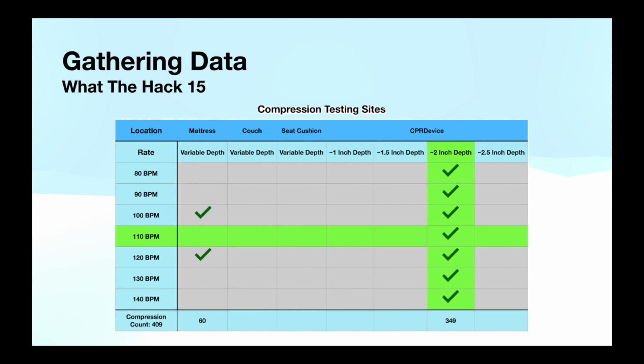Thus far, we have collected 409 individual compressions, with each set of data being approximately 50 compressions. The plan is to add on any necessary measurement targets as we move forward with analyzing the data.